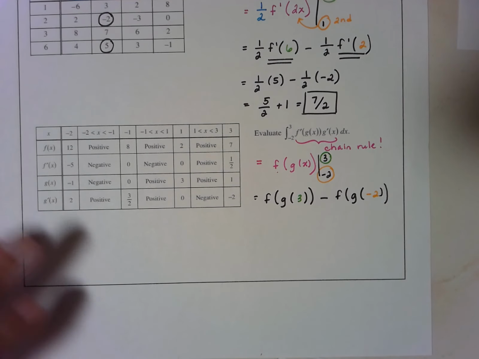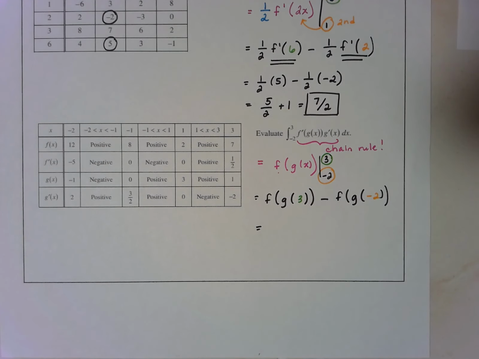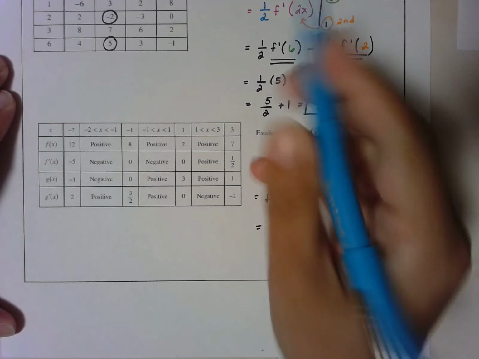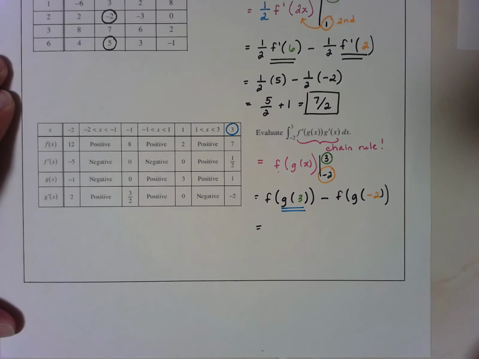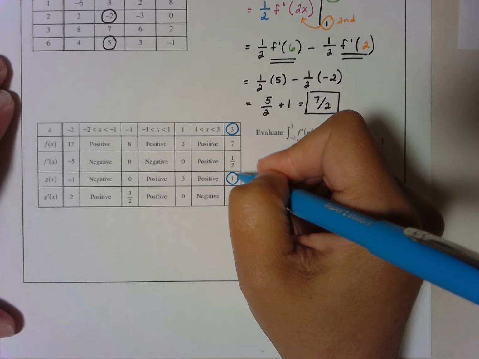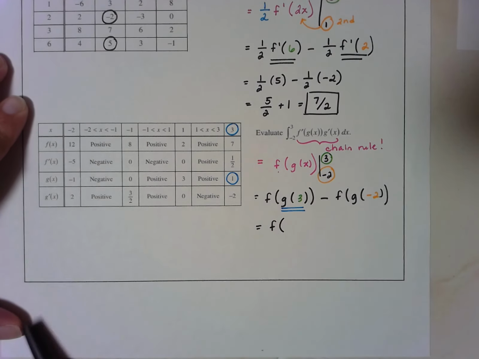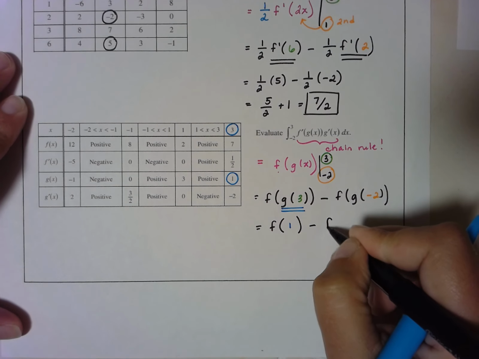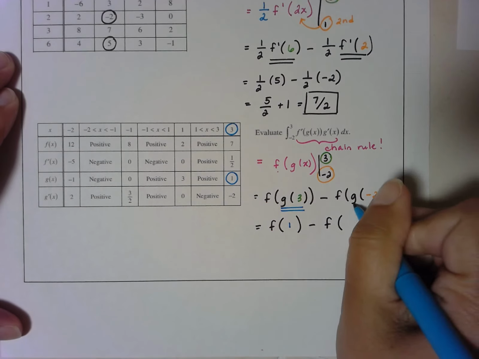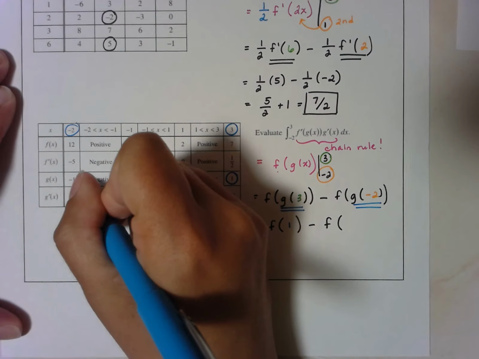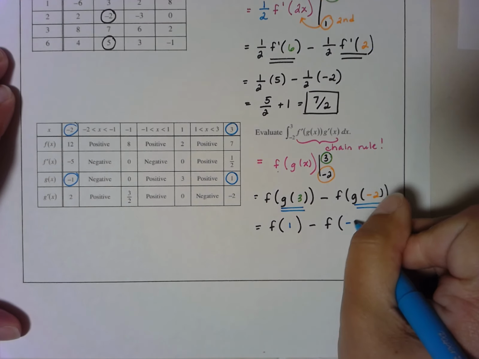which means my final answer here can be calculated using the values from this table. First, what I need to do is find g of 3. So in this table, I'm going to find the 3 as my x value, and I'm going to find g of 3, which is 1. So now what I need to calculate is f of 1 minus f of, now I need to find g of -2. So I'm going to find -2 as my x value, and I'm going to find g of -2, which is -1.